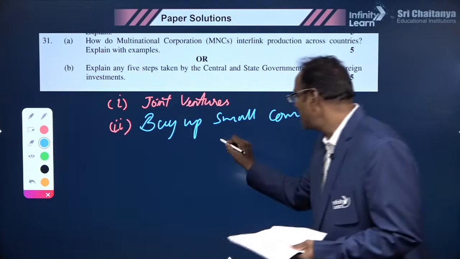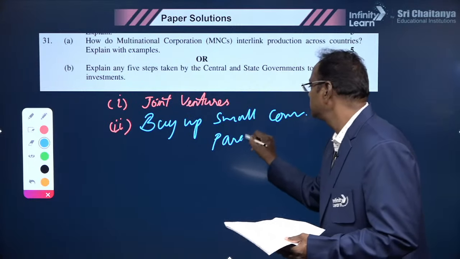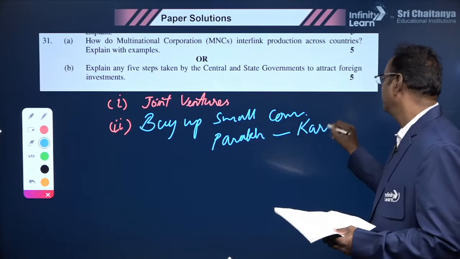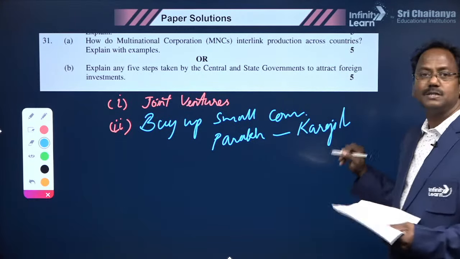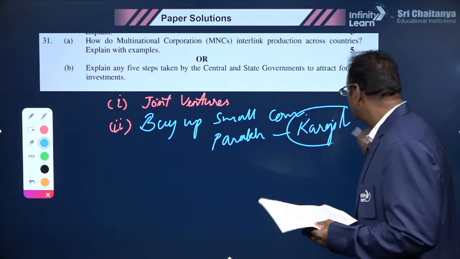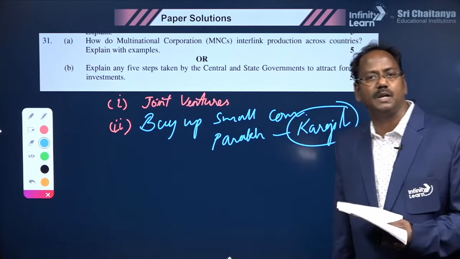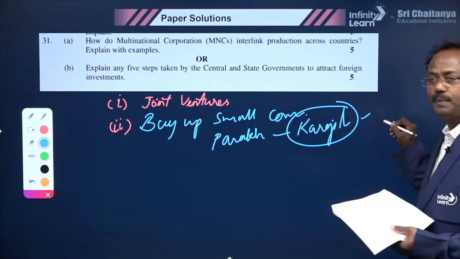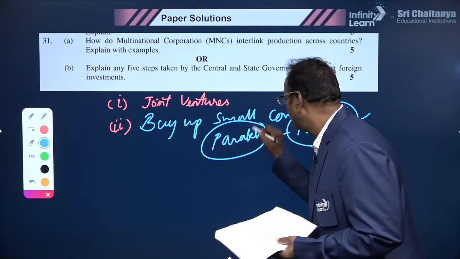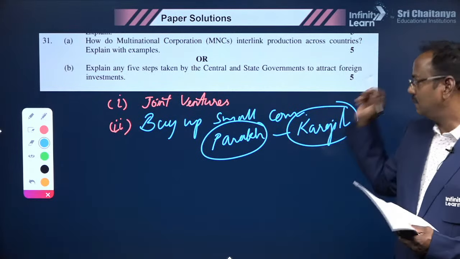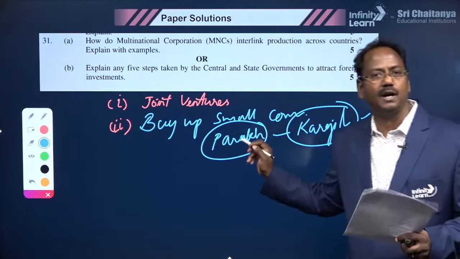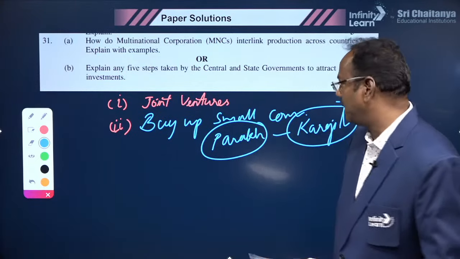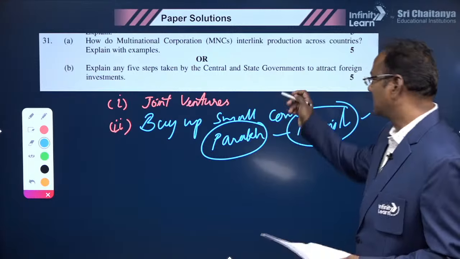So the example given is Parag Foods, Parag, right, and Cargill. Today, Cargill is one of the leading companies. Millions of pouches they produce in a day. Understand? By buying Parag, they expanded their production in India, and not only in India, now throughout the world they are expanding their production, spreading their market. This is the second level.